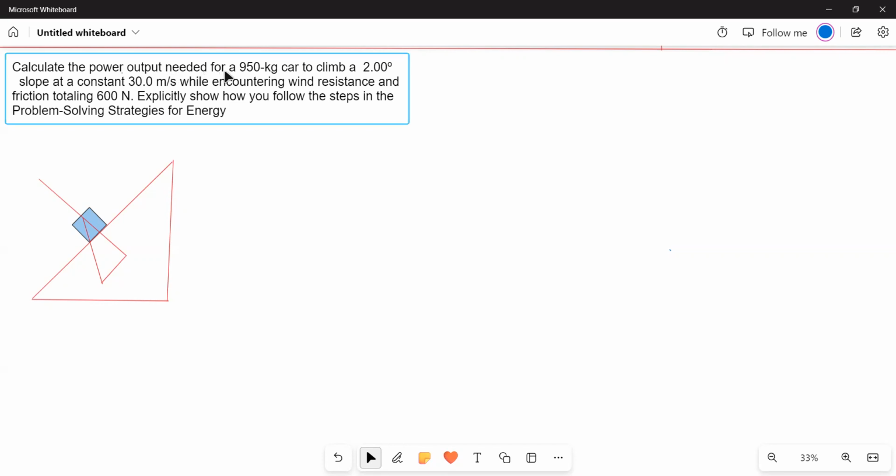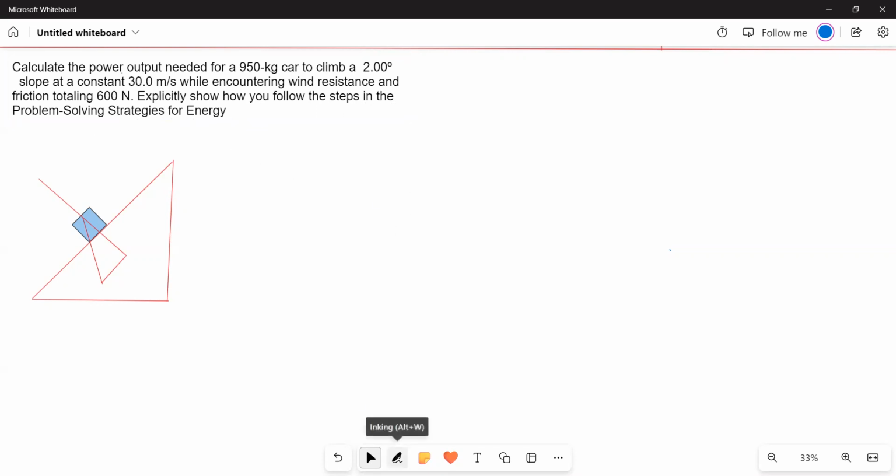Calculate the power output needed for a 950 kilogram car to climb a 2-degree slope at a constant 30 meters per second while encountering wind resistance and friction totaling 600 newtons. Explicitly show how you follow the steps in the problem solving strategies for energy.